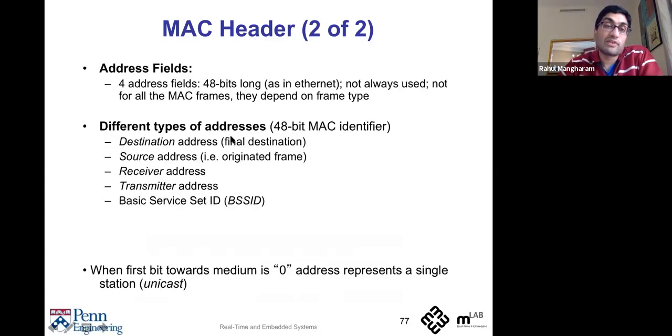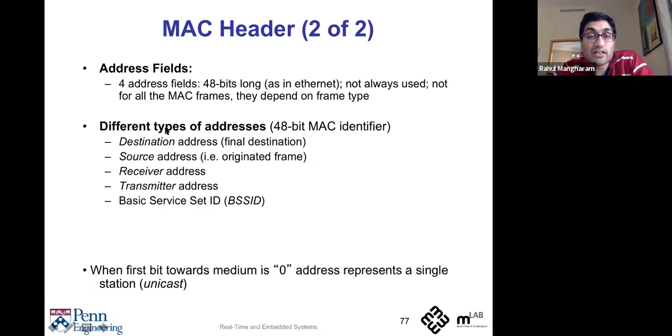And so here you have different address fields. There are 4 address fields, and that's pretty long, right? So the MAC address for your laptop is 48 bits long, right? Every laptop that has a network card that is Ethernet based has a 48-bit unique ID, right? And so no other laptop in the world has the MAC address that my laptop has. And that's one way of uniquely identifying physically what the hardware address of this laptop is.